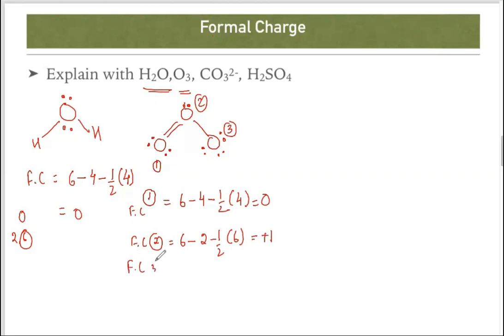Formal charge on the third one. So that is 6 minus how many electrons are there non-bonded? 1, 2, 3, 4, 5, 6. 6 minus 1 by 2. This is one bond. One bond means 2 electrons. So this one is minus 1.